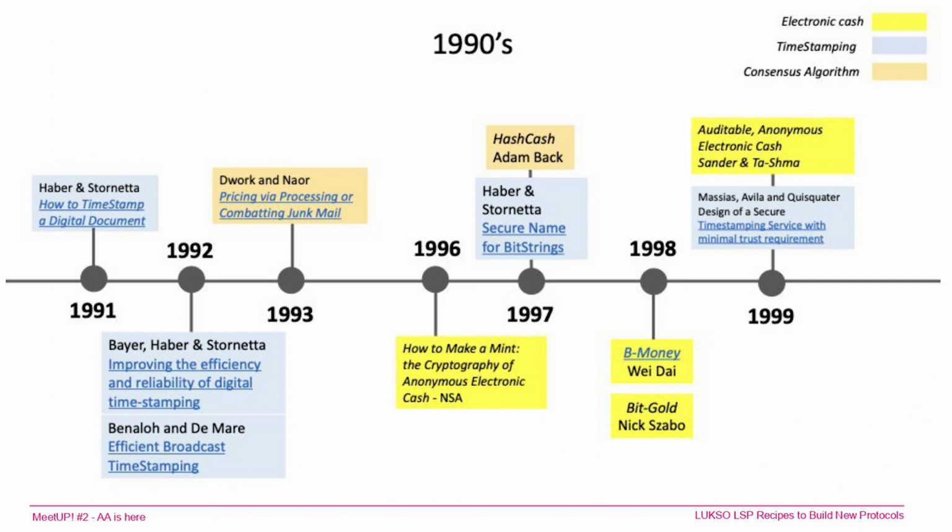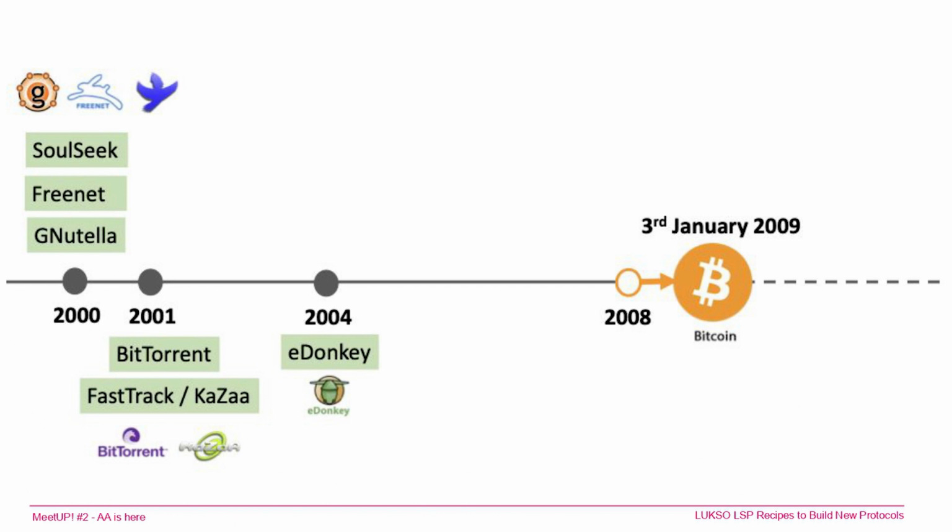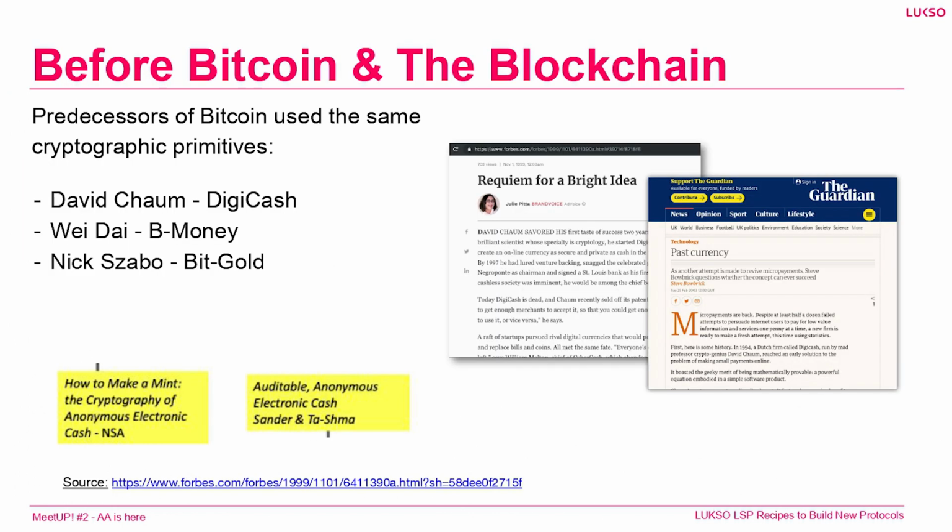Like here in blue, it's everything around digital timestamping. And then here we have a peer-to-peer network, which led to Bitcoin and the first software implementation of the blockchain. So the predecessors of cryptocurrency and the blockchain really used the same cryptographic primitives. But these primitives were assembled in a particular way which didn't make it as successful.